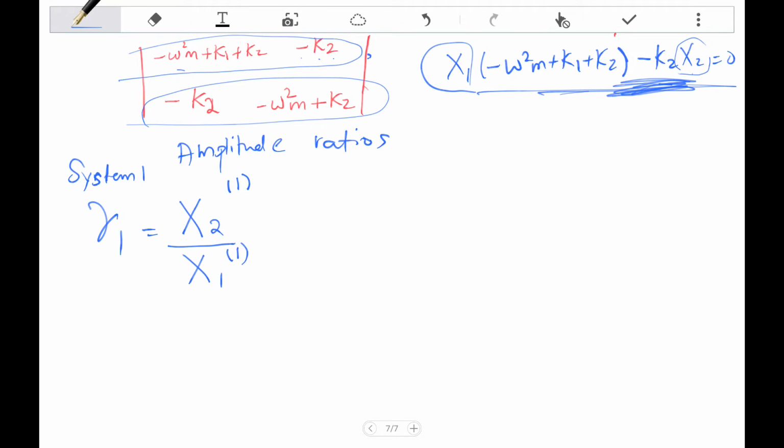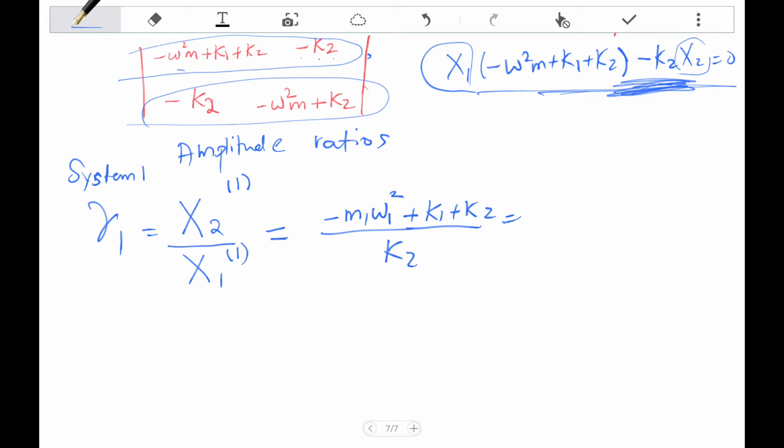Now off of that, what we're going to do is build the equation. So if you rearrange for x2, that's going to be negative m1 omega 1 squared plus k1 plus k2 over k2. So that's going to be your first amplitude ratio.